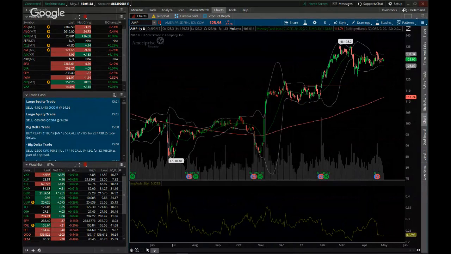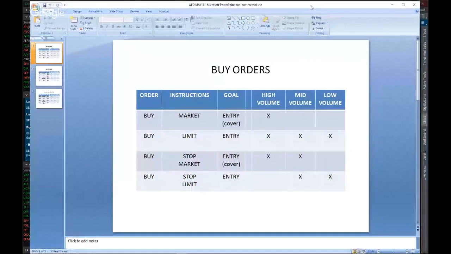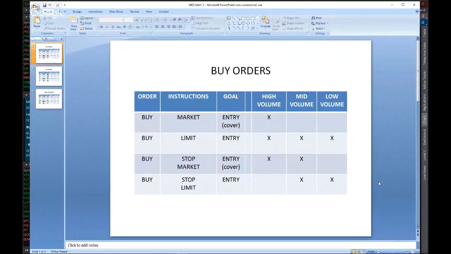What I'm going to do here is just put in this PowerPoint. Hopefully it shows up nicely. Yeah, it looks good. All right. So I made a little slide here for our buy orders. We covered the buy market, right? That's just saying buy at whatever price you have to buy at and do it now. We're going to use those for entries or to cover short positions, and only want to use them on high volume stocks. We do not want to consider these orders if the volume is questionable.